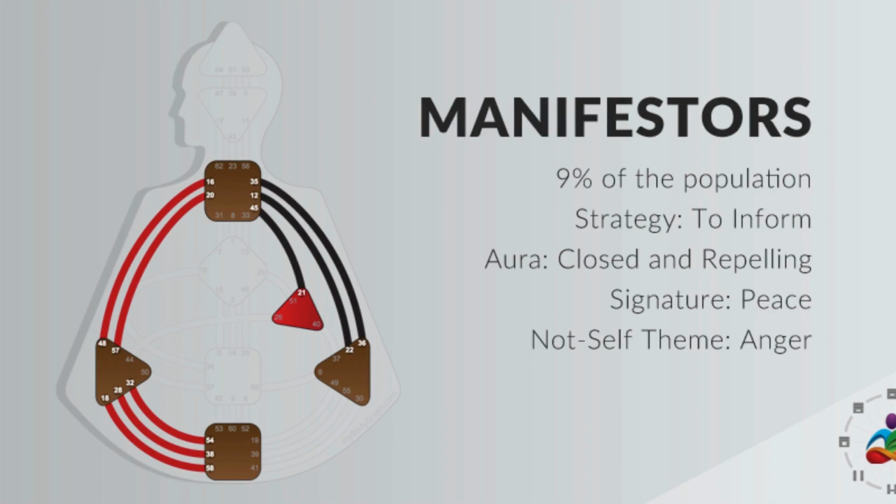So let's begin and explore the 4 types and their strategies. First, we have manifestors, strategy to inform. We've all been told at one time or another to go out and make things happen, to manifest our dreams and intentions. Manifestors can start projects and act independently, and so it is this type, which makes up roughly 10% of the population, that has become our culture's ideal of how to be in the world.